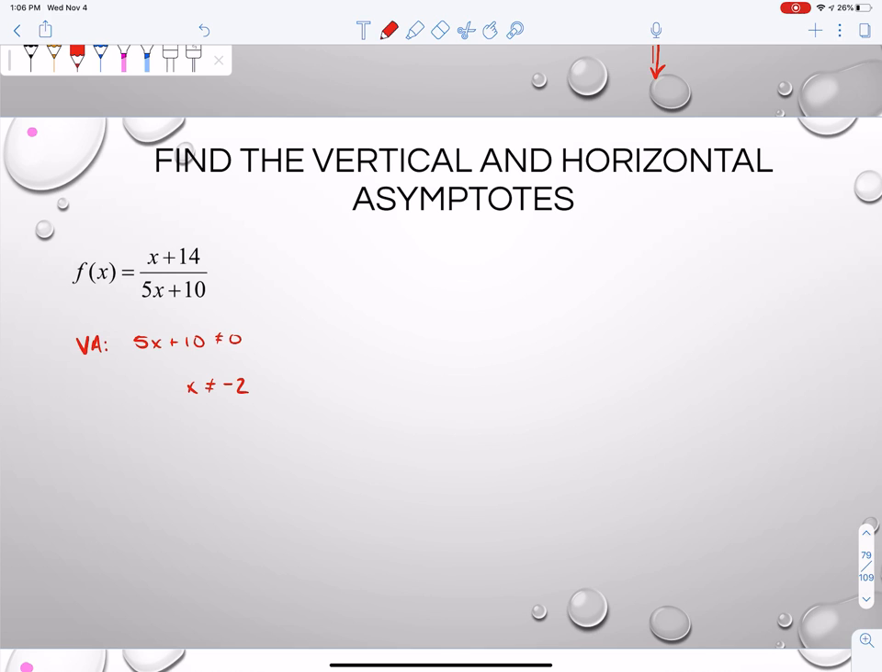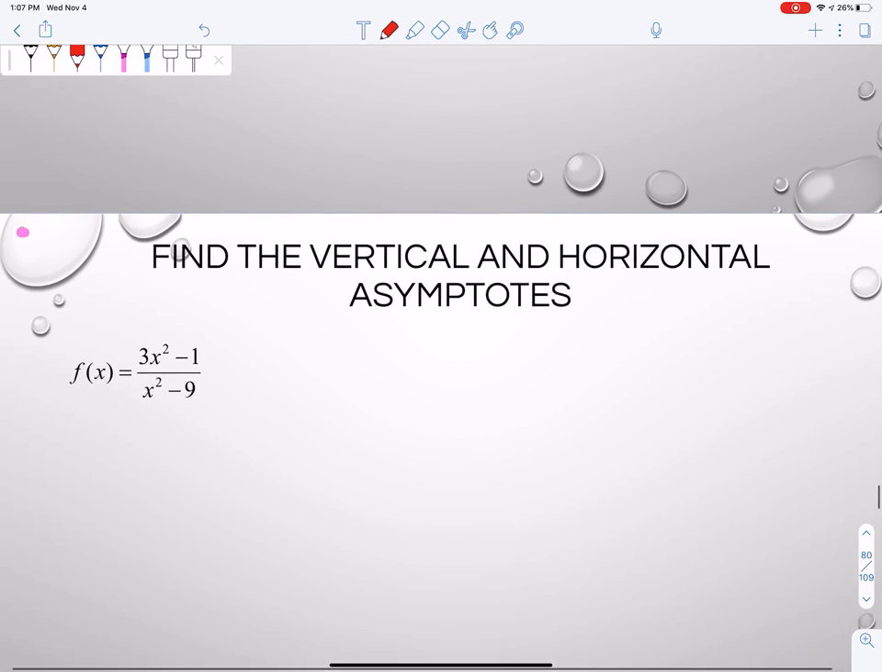My horizontal asymptote, right, so n equals m. For my horizontal asymptote, the degree of the numerator is 1 and the degree of the denominator is 1. Therefore, my horizontal asymptote is going to be at y cannot equal 1/5. Okay, there is nothing that's going to cancel here, nothing that reduces, thus we have no holes in the graph. So a vertical asymptote at x equals negative 2 and a horizontal asymptote at y cannot equal 1/5.